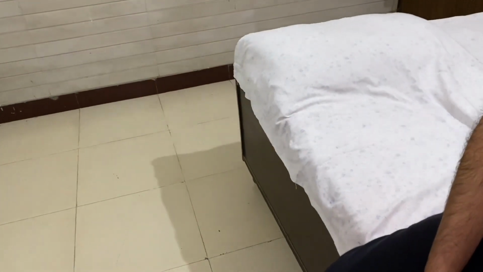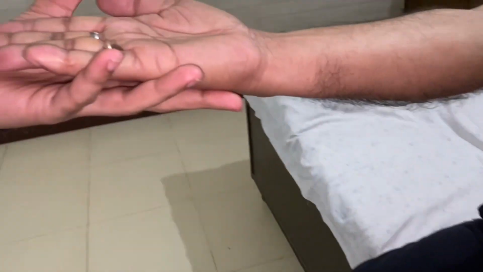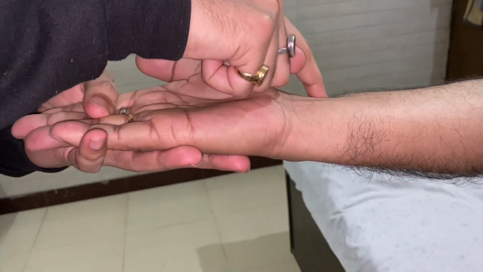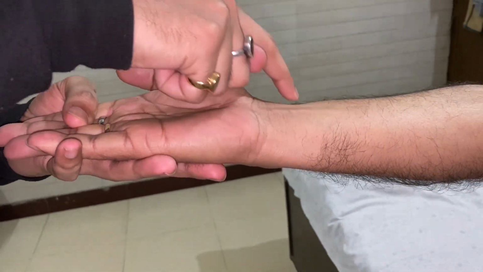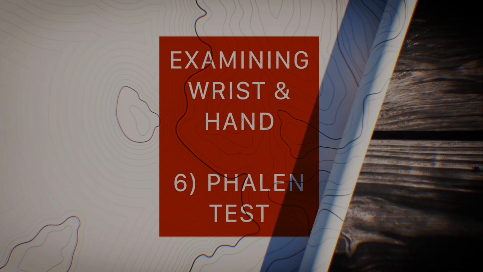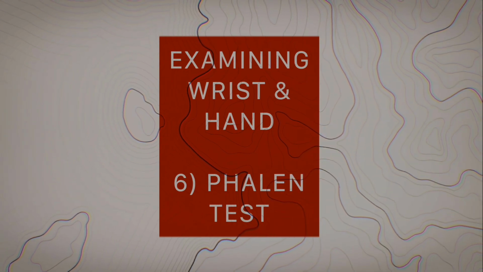Test Tinel sign by tapping lightly over the course of the median nerve in the carpal tunnel. To test Phalen sign, ask the patient to press the back of both hands together to form a right angle. This maneuver compresses the median nerve.